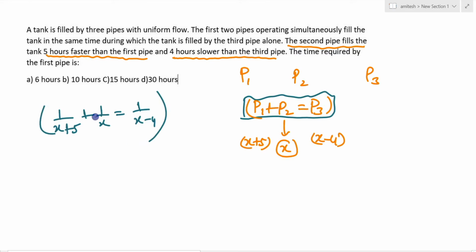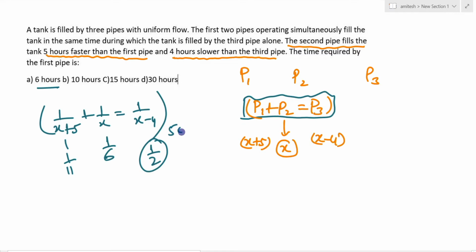Now here is the important point. Don't solve this question by making the quadratic equation by taking LCM and something like that. Try to use common sense. Try to use options. If you put x is equal to 6, what will you get? On the left side you will get 1 by 6, here you will get 1 by 11, and on the right side you will get 1 by 2.